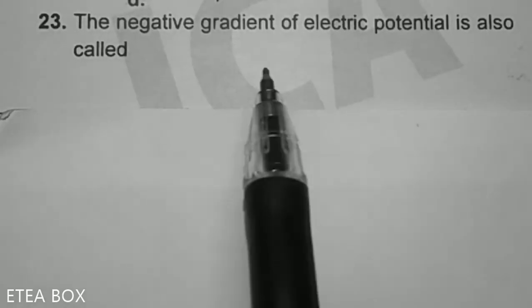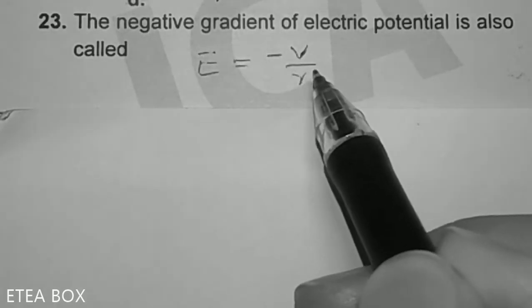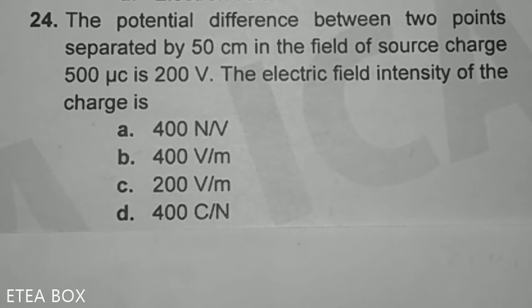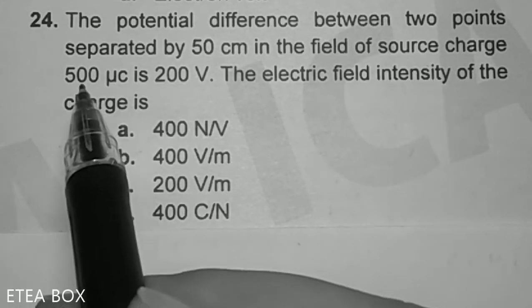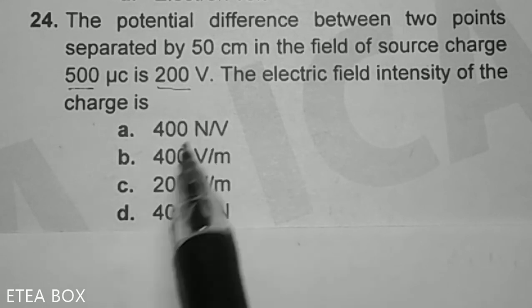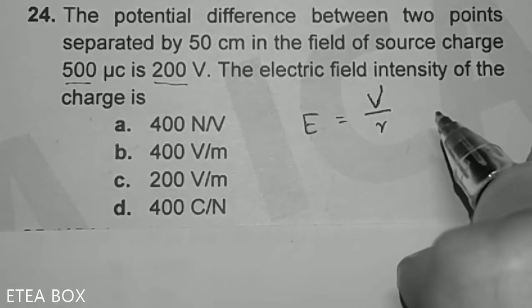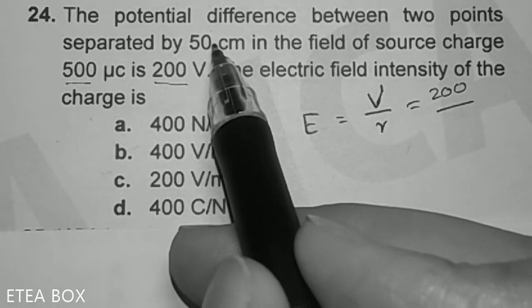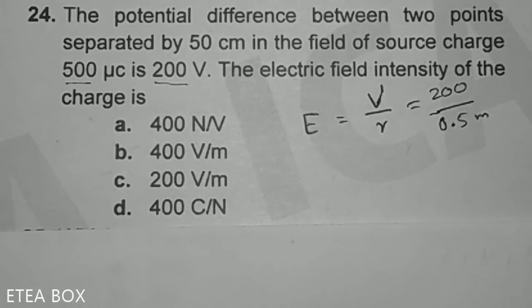The negative gradient of electric potential is also called electric field. Look here, option B, electric field intensity. The potential difference between 2 points separated by 50 cm in the field of source charge 500 coulomb is 200 volt. The electric field intensity of the charge is? Now we know that electric field intensity is equal to volt divided by R. It's 200, and R is 50 centimeters, so it will be 0.5 meter. If we divide these two, we will get 400 volt per meter.